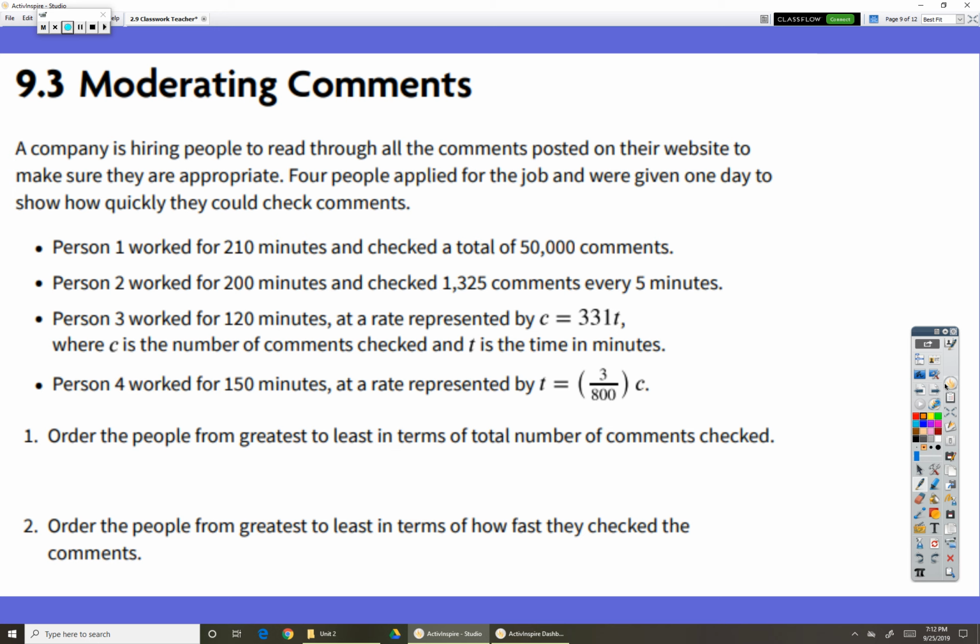Person 3 worked for 120 minutes at a rate represented by C equals 331T, where C is the number of comments checked and T is the time in minutes. Person 4 worked for 150 minutes at a rate represented by T equals 3/800ths C. And we're assuming that C, again, represents the number of comments checked, and T is the time in minutes, just like for person 3. So number 1 asks us to order the people from greatest to least in terms of total number of comments checked.